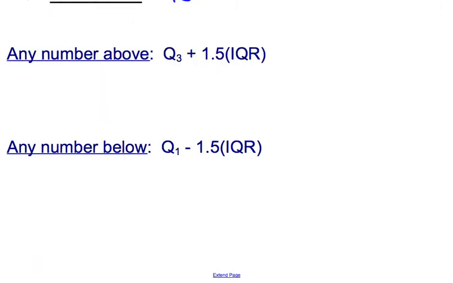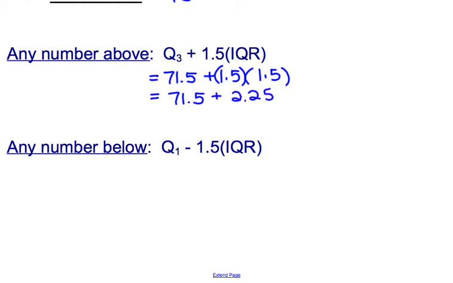So what we're going to do is take quartile 3, which is 71.5, plus 1.5 times the IQR. The IQR again was 1.5. So we'll go ahead and simplify this equation. 71.5 plus 1.5 times 1.5, which is 2.25. Add those up, and you get 73.75. So any number that falls above 73.75 degrees is considered an outlier.